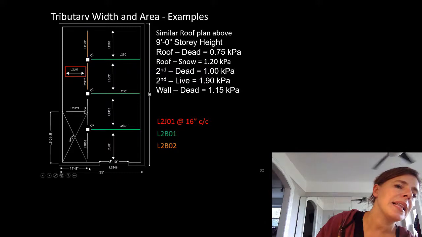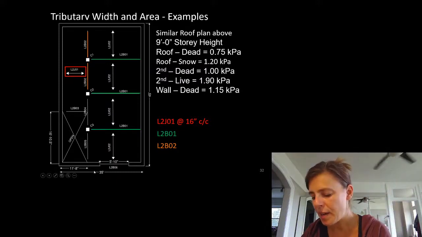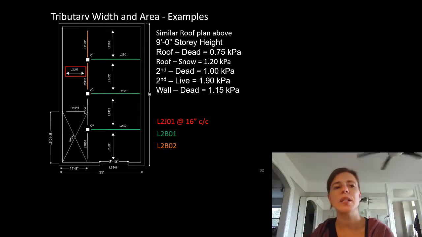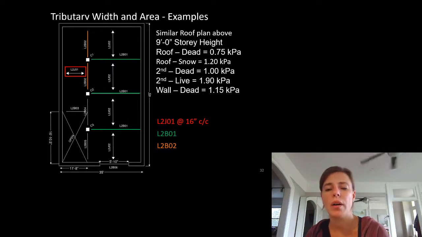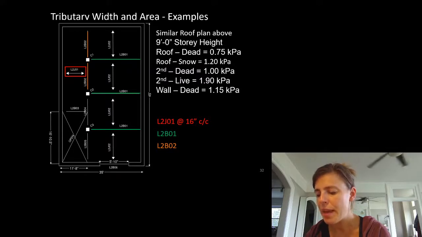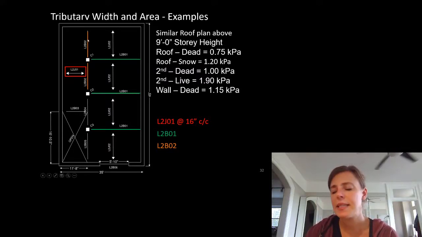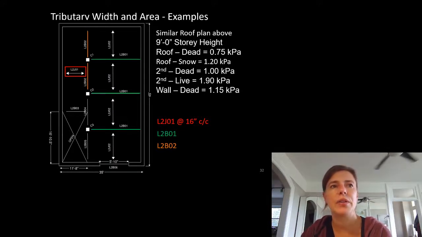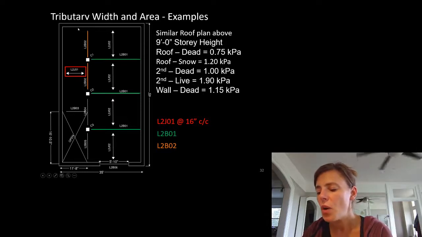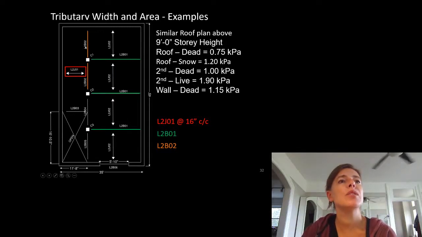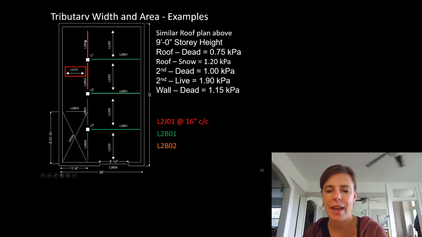We know that this is 11 foot 8. So let's take 11 and multiply it by 12 and then add in those 8 inches. It means we've got 140 inches. We can multiply that by 25.4 to get our millimeters, and then divide by 1,000 to get our meters. This distance is 3.556 meters. These beams are picking up half of that. If you wanted, you could add in the 200 millimeters from the joists on this side, but let's mostly just worry about this. We know that it is picking up half of that. So our tributary width for L2BO2 would be 1.78 meters.